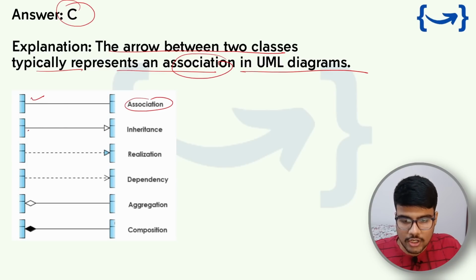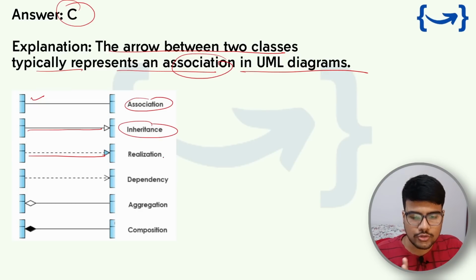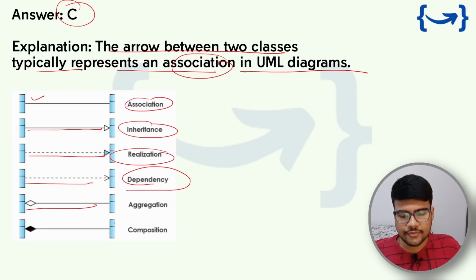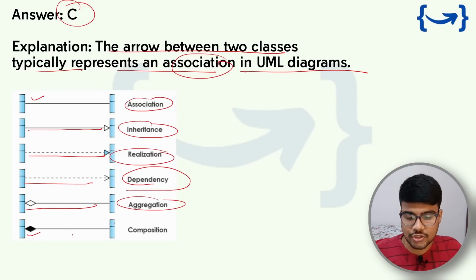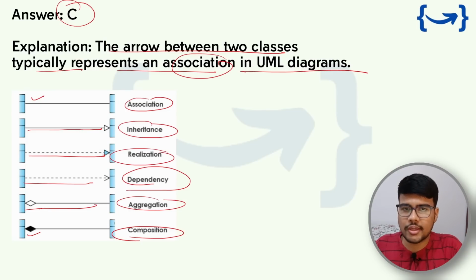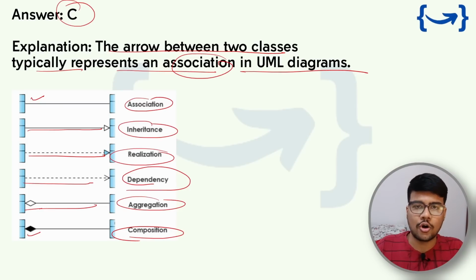But if there is a solid line having a hollow arrow, it's an inheritance. If you have a dashed line and a hollow arrow, then it is a realization. If you have a dashed line and a simple arrow, it is a dependency. If you have a hollow diamond on a solid line, it's aggregation. If you have a filled diamond and a straight line without any dash, it is a composition relationship. So please make note of this, because this is a PYQ, it will definitely be asked in your OA test on September 8 or September 10. So please prepare it. Make a short note of this.